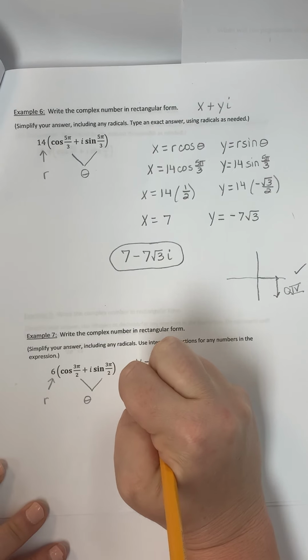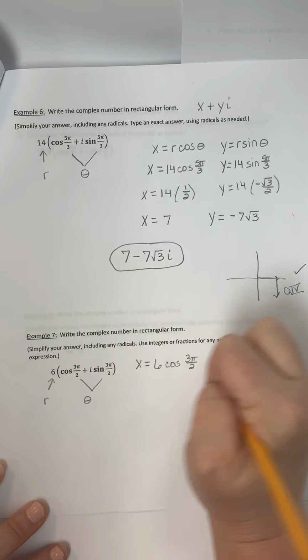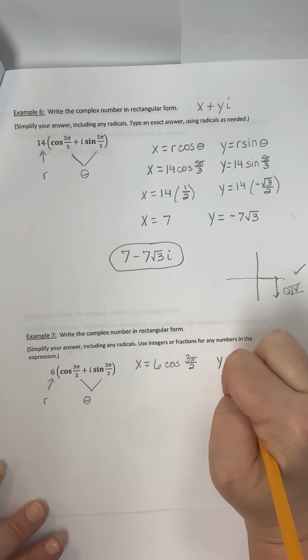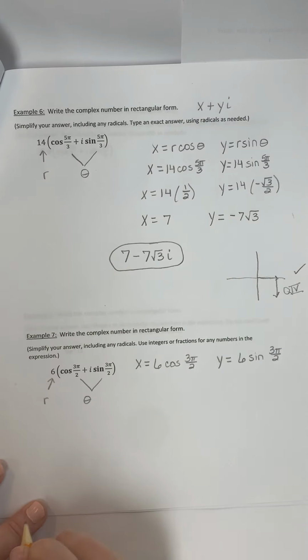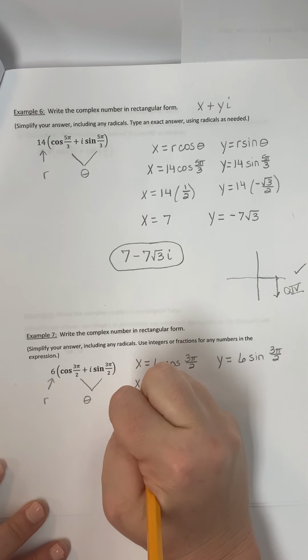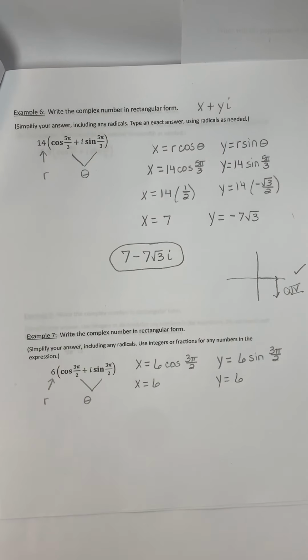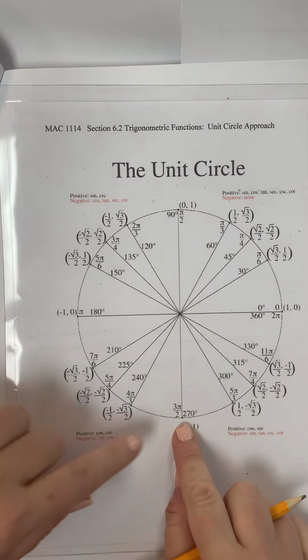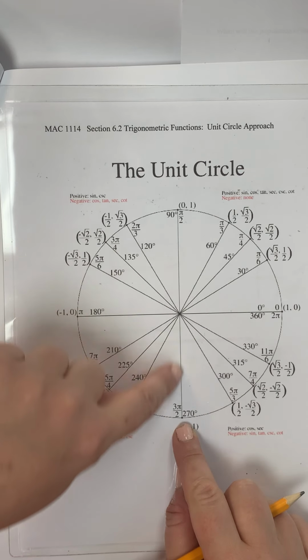Our x is 6 cosine of 3 pi over 2. Our y is 6 sine of 3 pi over 2. Okay, now we're going to go to our unit circle. 3 pi over 2 is a quadrantal angle. It's down here on the negative y-axis.